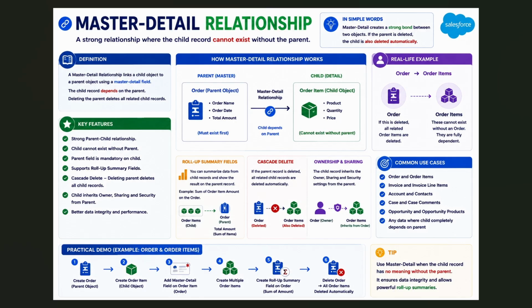Now let's talk about cascade delete. Suppose an active account has 5 contacts. If that relationship is master detail, deleting the account will automatically delete all 5 contacts. So this is called cascade delete. When a parent gets deleted, then its children will get deleted too with the parent. Now let's talk about ownership and sharing. In a master detail relationship, the child record does not have its own owner.